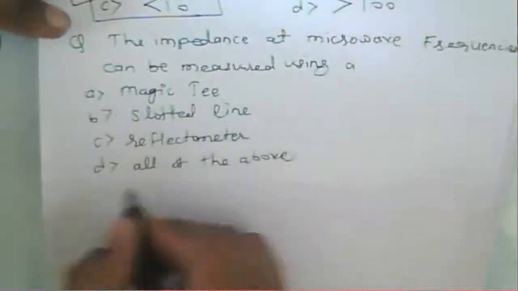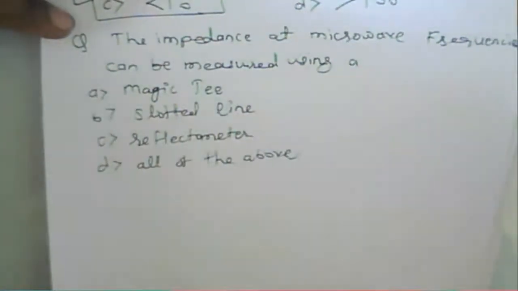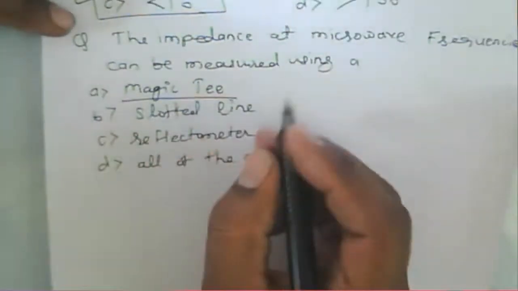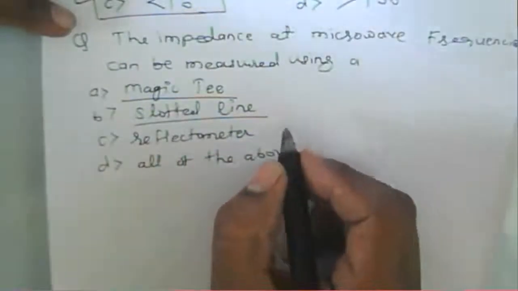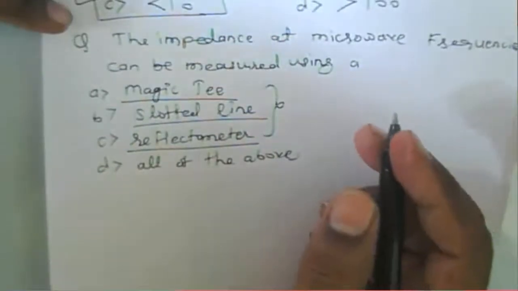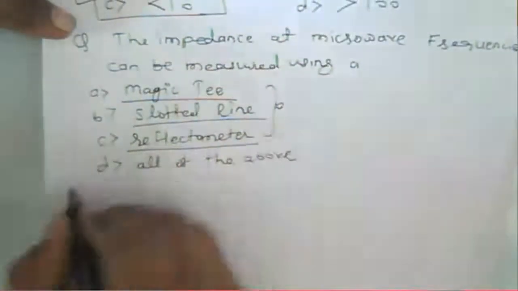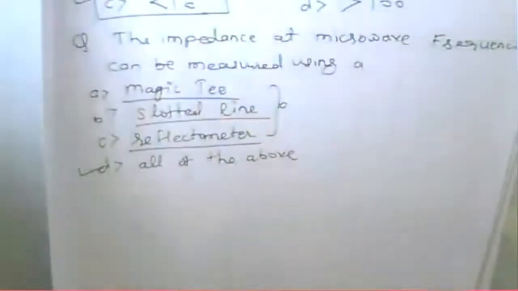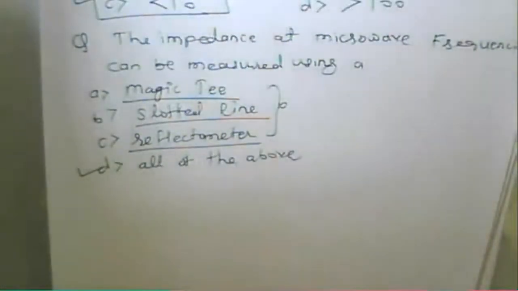Okay, the impedance at microwave frequencies can be measured using the magic T, slotted line, reflectometer, and all of the above. What is the answer for this question? Someone says D. Only one person has given the answer. Another one says D. Okay, three persons have given the answer. Magic T is used to measure the impedance, right? Using a slotted line, we can measure the impedance. The reflectometer is the setup which has magic T, slotted line, and reflectometer. That will be useful for the measurement. So that answer is D.